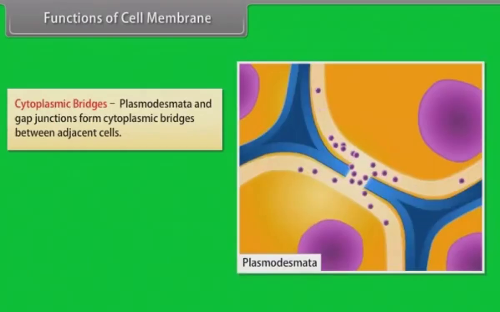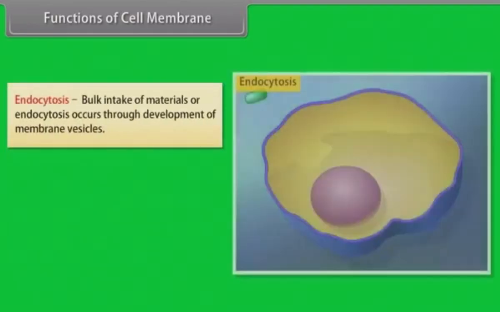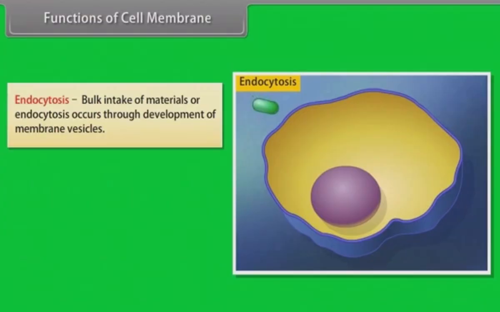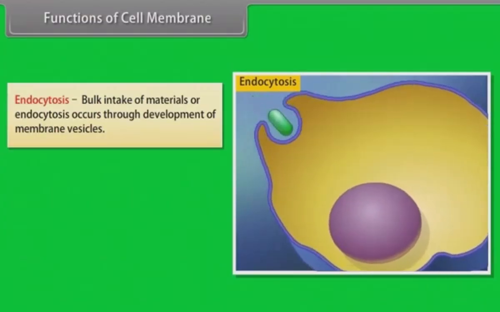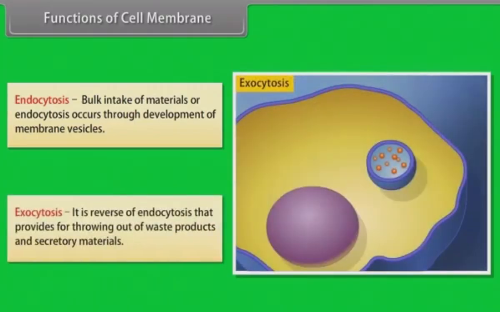Cytoplasmic bridges. Plasmodesmata and gap junctions form cytoplasmic bridges between adjacent cells. Osmosis. It is caused by the presence of special water channels in the membranes. Endocytosis. Bulk intake of materials, or endocytosis, occurs through development of membrane vesicles. Exocytosis. It is the reverse of endocytosis, that provides for throwing out of waste products and secretory materials.